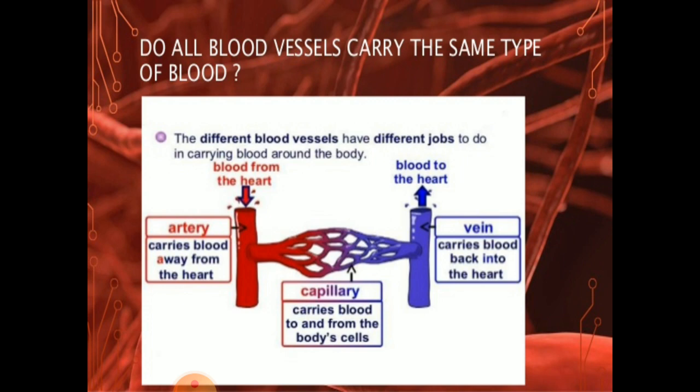So this is the formation of capillaries, how these are formed from the arteries. The arteries receive the blood from the heart and transfer it to the capillary. Capillary carries the blood to and from the body cells. After exchange, the venous blood is transferred back to the heart.